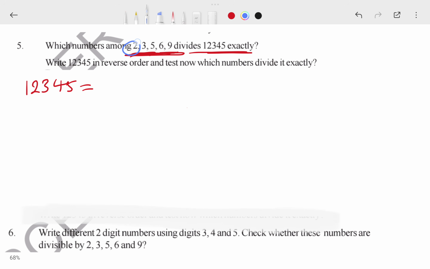Now let's check 2. Is this number divisible by 2 or not? How can you check? What is the divisibility rule of 2? The divisibility rule of 2 is that the end digit has to be 0, 2, 4, 6 or 8. So in this number, is any of these digits at the end? No, it is not there. So it is not going to be divisible by 2.